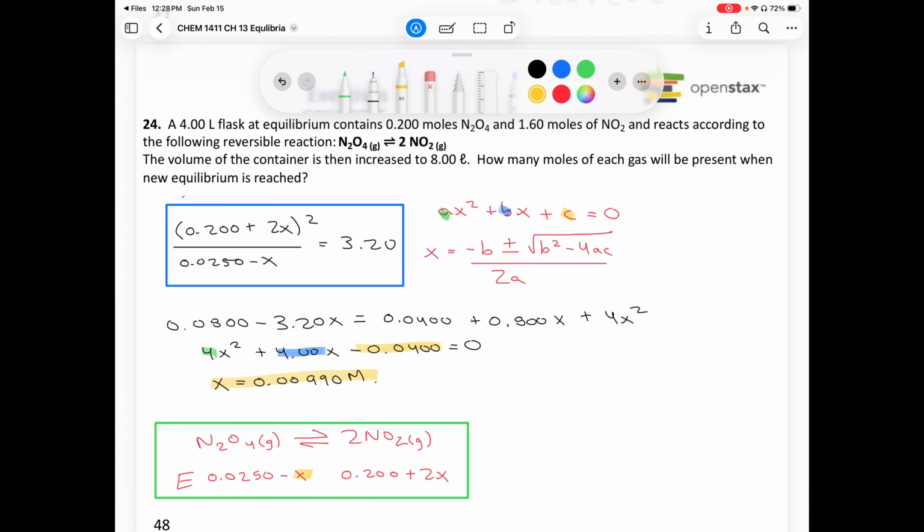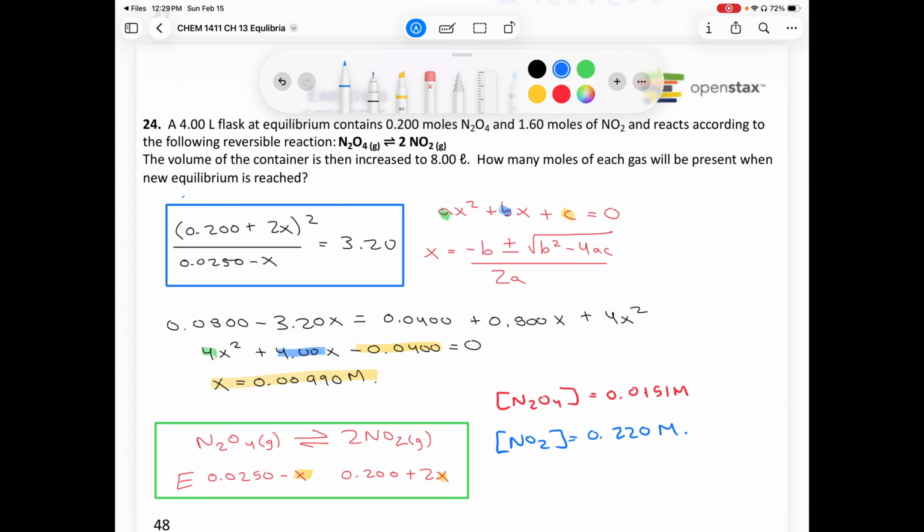Now if I borrow this from the previous slide, I have what my x value is. All I have to do is substitute it into here to figure out the concentration of my N2O4. I do that, and I get my concentration of N2O4 is equal to 0.0151 molar. I do the same thing, I put in my x here, and that gives me the concentration of my NO2.